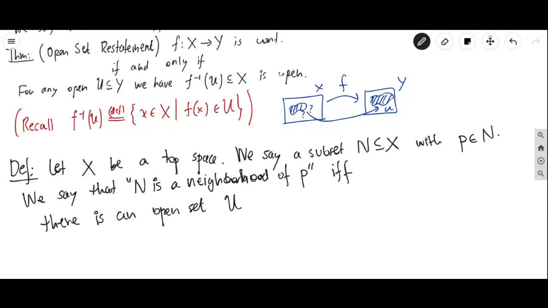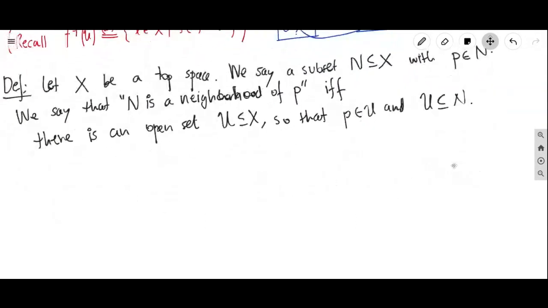there is an open set, let's say U. So there is an open set in X so that the point belongs to U, and U is a subset of N. So I'm not saying that U is an open subset of N. This is the reason why I'm writing it like that, to avoid confusion. If I just wrote there's an open set U, you might say, is U an open subset of N, or is U an open subset of X? So by writing it like this, it clarifies the confusion. So that's what we call a neighborhood.